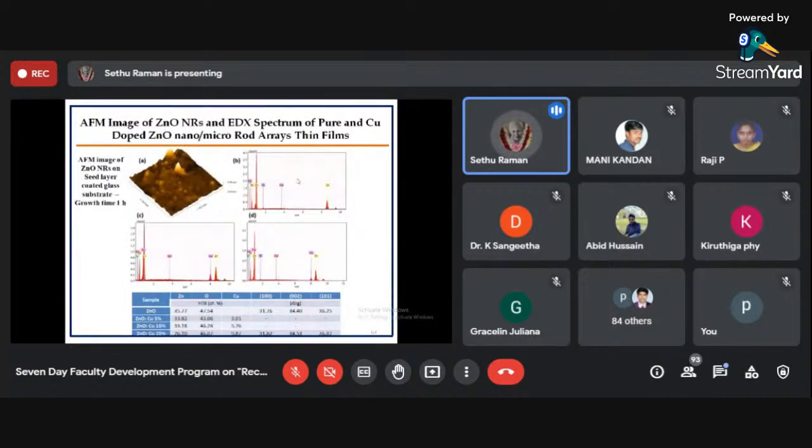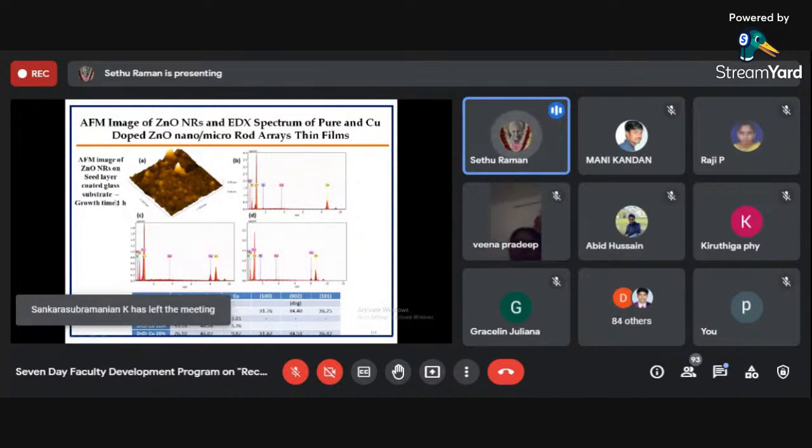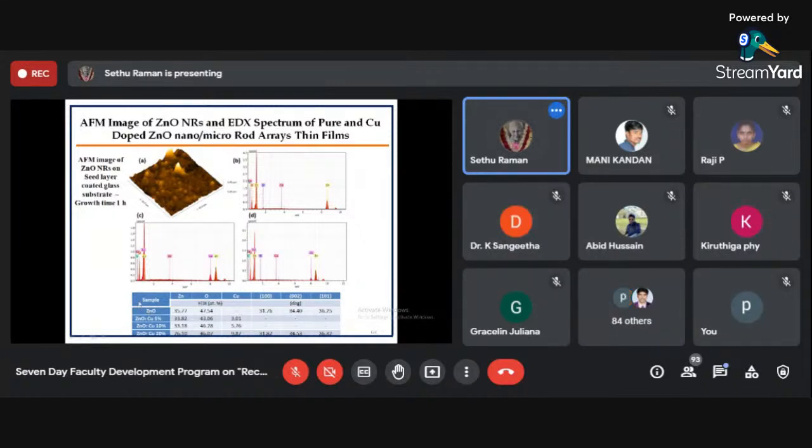And this is a simple AFM image of the zinc oxide nanorods and the EDAX spectrum of the pure and doped zinc oxide nano-microrod arrays. In the AFM images, here also we have used different growth times: 1 hour, 1.5 hours, 2 hours, and 3 hours. This is the AFM image of ZnO nanorods on the seed layer coated substrate, where the growth time is about 1 hour. From the EDAX, we confirm the composition of the chemical.